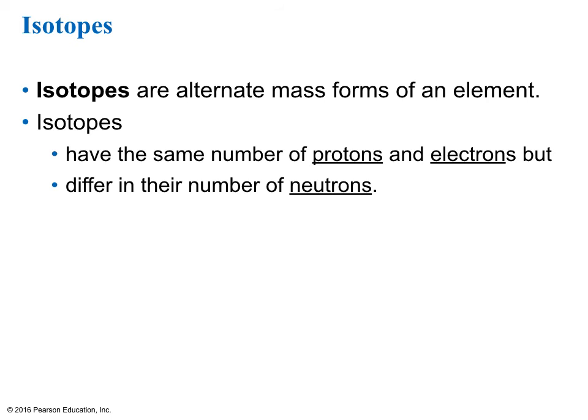So in hydrogen, you can have the most simple hydrogen isotope, which is one proton, one electron. But you can also have a hydrogen atom that has one proton, one neutron, and one electron. Or you can have a heavier isotope that has one proton, two neutrons, and one electron. They're all hydrogen because they all have one proton. They're all neutrally charged because they always have one electron, but the number of neutrons differs, so their atomic mass will differ.